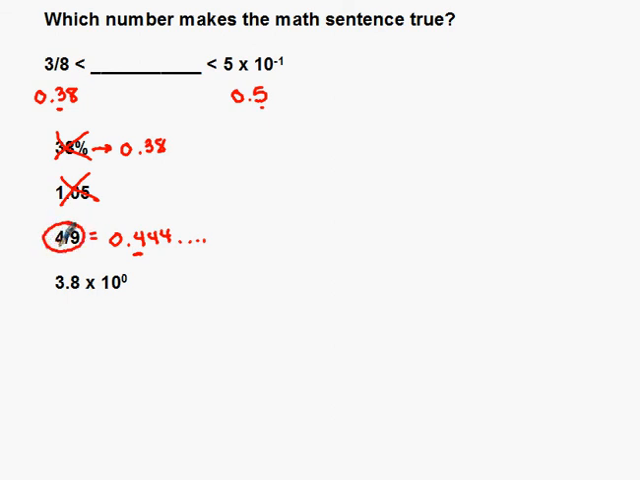Now, is it the only answer? Well, let's find out. 3.8 times 10 to the 0 power means I move my decimal place. Well, I don't move it at all because the exponent is 0. So 3.8 times 10 to the 0 is equal to just 3.8. Now, 3.8 is bigger than 0.38, but it is definitely not smaller than 0.5. It's somewhere way over here on a number line. So this is not a possible answer either. So the only answer that fits this number sentence is 4 over 9.